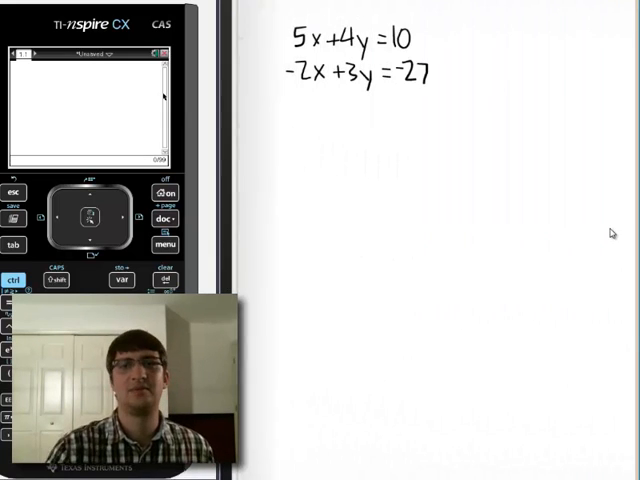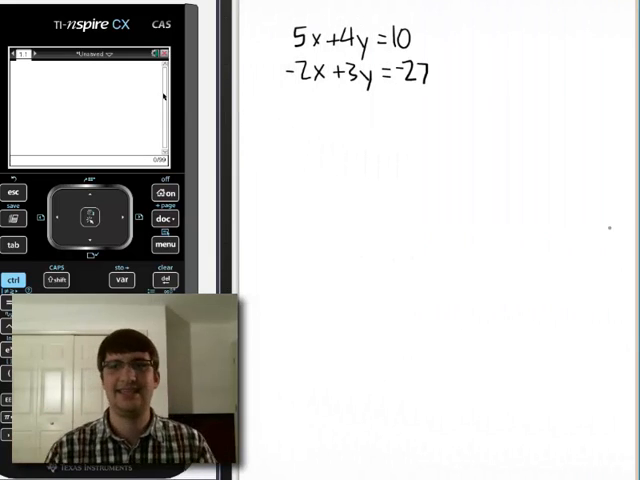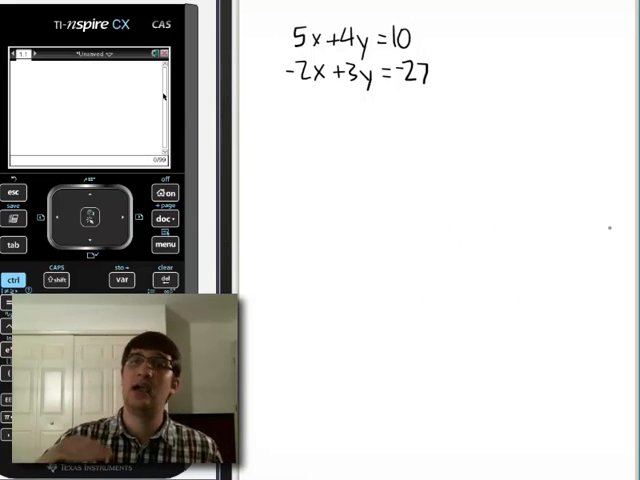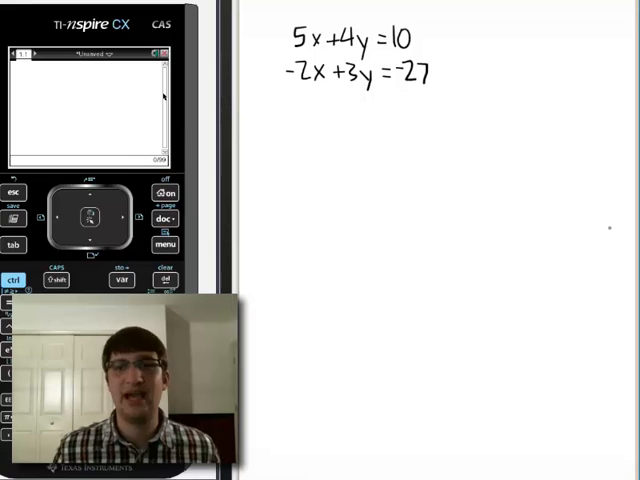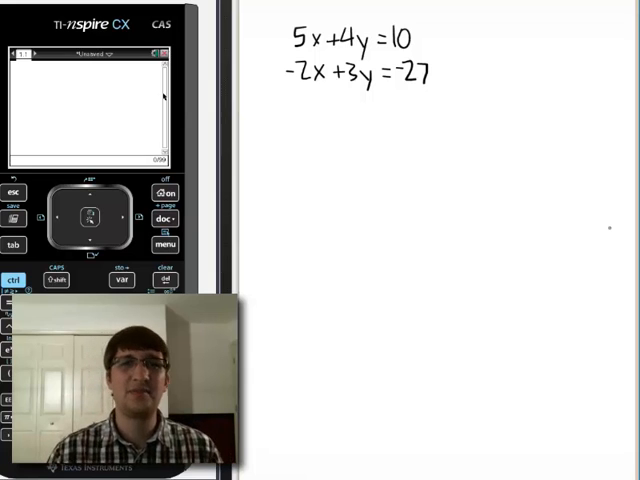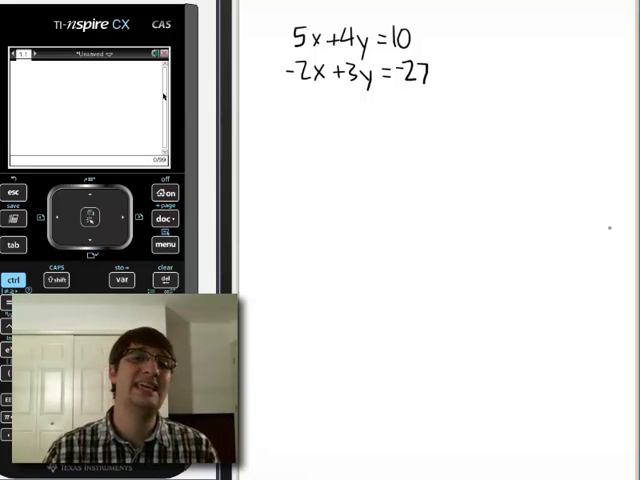All right, let's go on to the last example, and this one definitely I have a feeling is going to be probably the hardest, and yes it is. Now, last time all I had to do was multiply one of the rows by a number to get it to be an opposite of the other variable. This time, I'm going to have to multiply both the top and bottom row to get opposites.